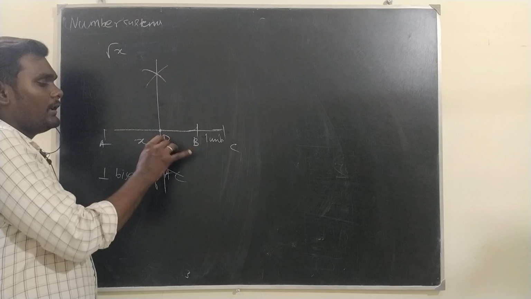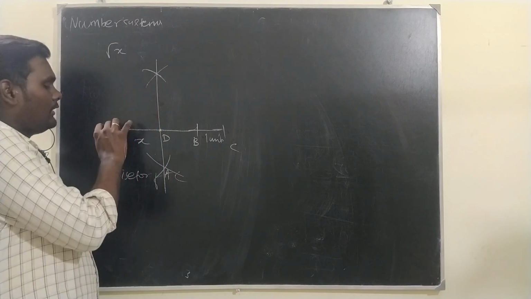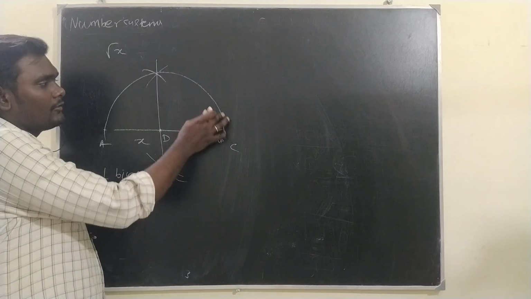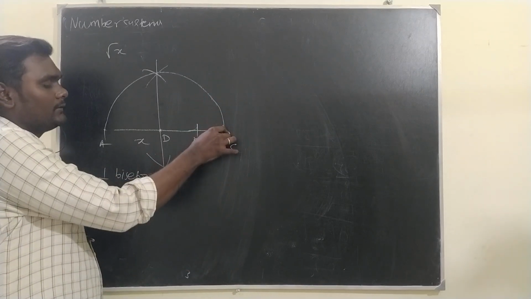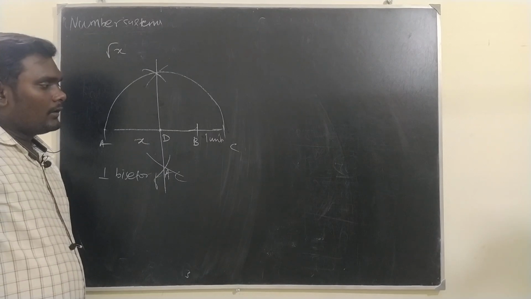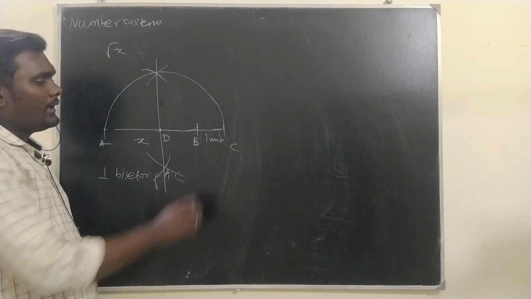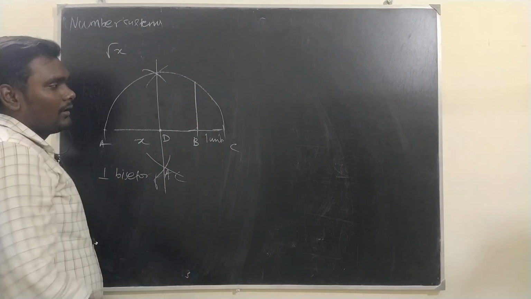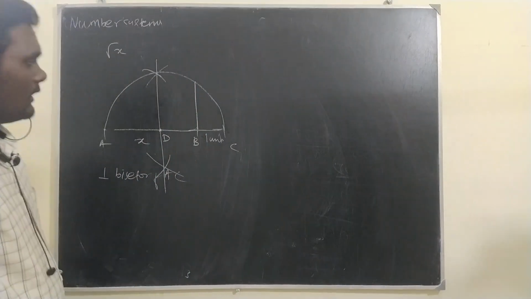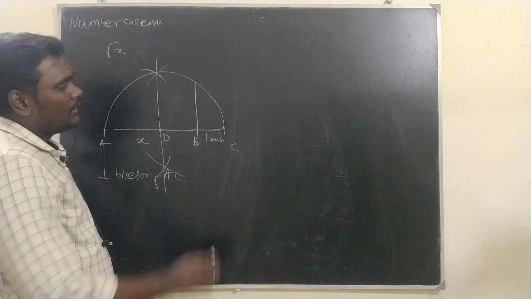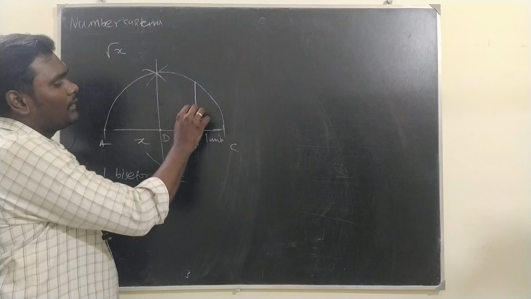Why have we found this midpoint? Using this midpoint, we have to draw a semicircle. That semicircle should exactly intersect the point C. After that, from this point B, keep the set square and draw a perpendicular line like this. Now this length is our root x length.